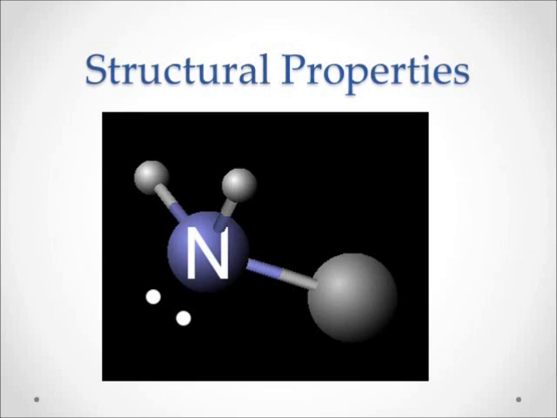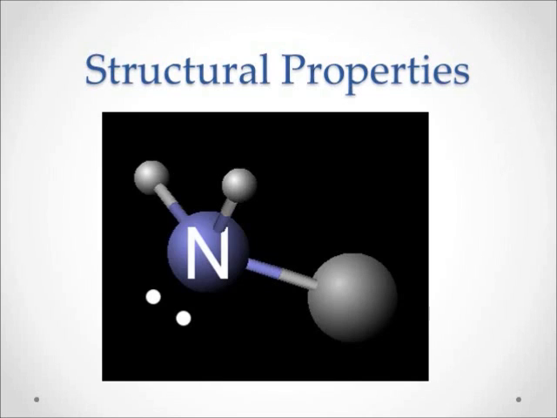Okay, the next thing we're going to look at is characteristics of amines. Structural characteristics. Amines consist of a basic nitrogen atom with a lone pair and 3 bonding sites. They can be attached to hydrogens, alkyl groups, or aryl groups. Because of the lone pair, they have a trigonal pyramidal shape.